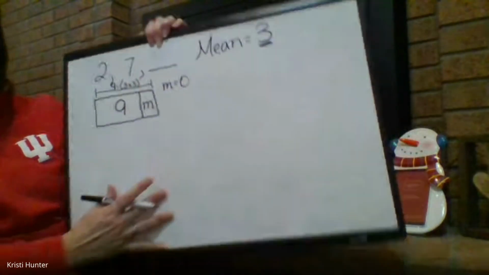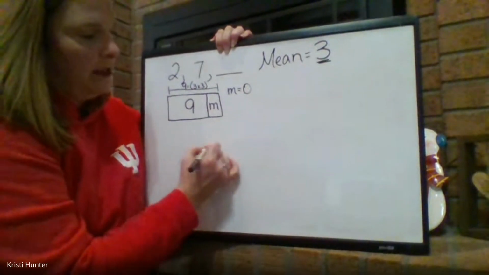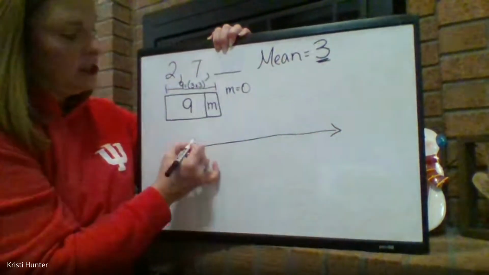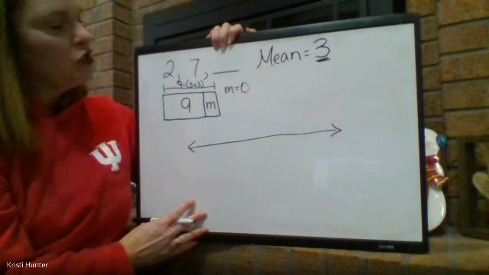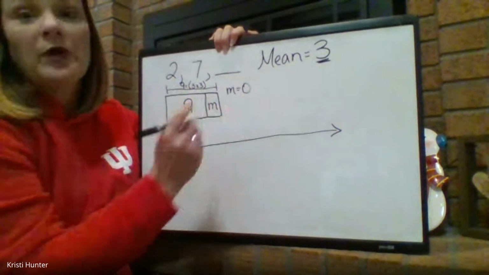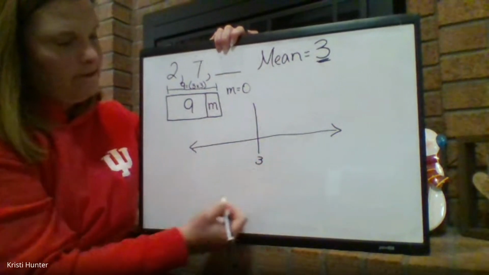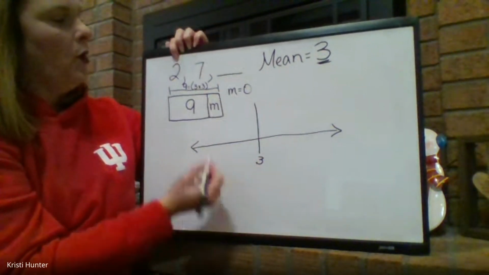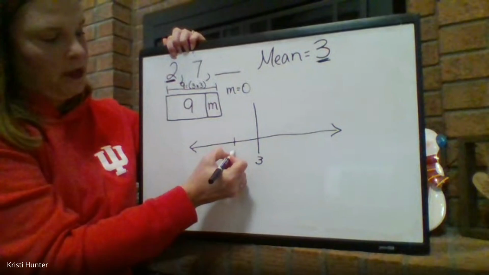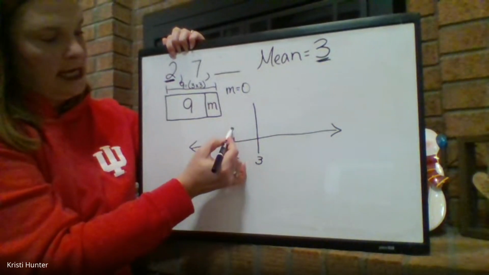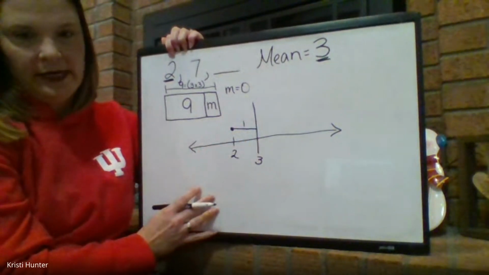But I also want to show you a second way because this is a good example to do this with. Sometimes they use those line plots that we've used before. So what that looks like is the mean we know is a measure of center. So here's my center, and that's 3. That's my mean. One of my numbers was a 2. So a 2 on my number line or my dot plot would be here, which is 1 away from 3.